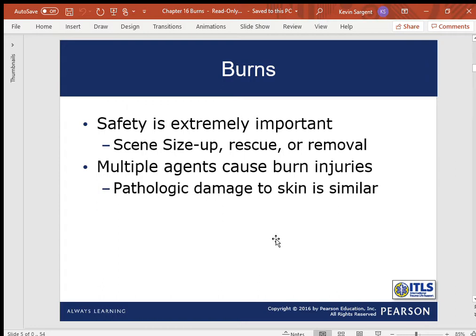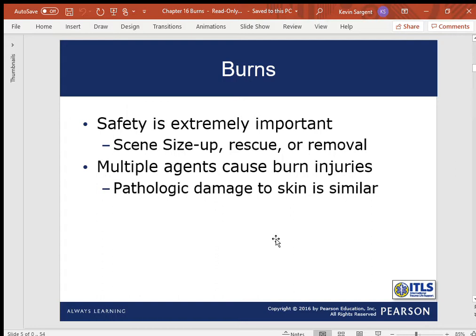Okay. So burns. One, obviously, is scene safety. You need to have your body substance isolation, your universal precautions on. Scene safety is very important, especially if the burn came as a result of an explosion or a fire ignition source, anything like that. So I always want to do a scene size up.